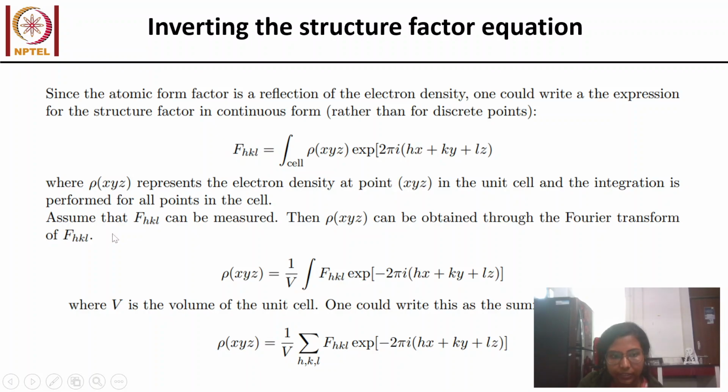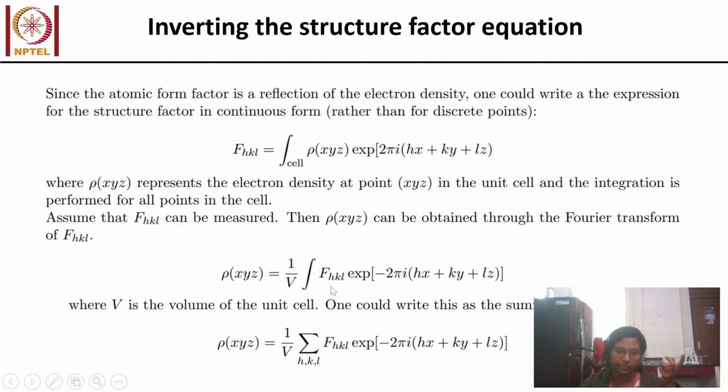Now, if we assume that the left hand side can be measured, then the electron densities can be obtained through the Fourier transform of this structure factor. So here we make the electron density the subject. This will come over here and this will go to the right hand side, and then we will get a formula like this.